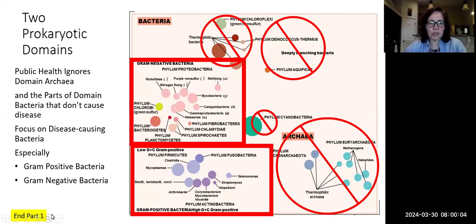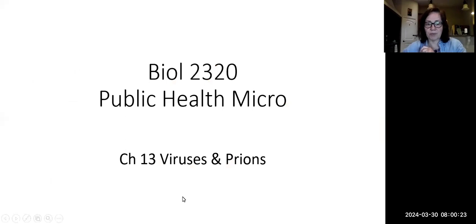Moving now into part two, we're going to focus on things that are even smaller than bacteria. Remember, the bacteria weren't even discovered until the 1800s because the microscopes weren't powerful enough. Now we're going to look at some things that are even smaller than bacteria and took even longer to discover. And that is moving into chapter 13. And we're going to focus on viruses for the bulk of it.